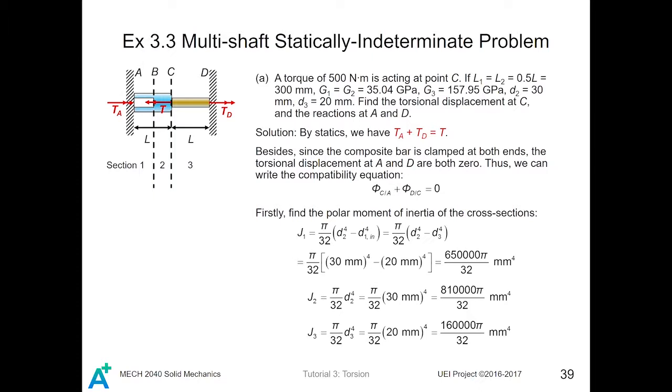Consequently, on the fixed ends A and D, there will be resisting torques, TA and TD, which try to rotate this rod back to its original torsional displacement. That is, when you try to twist this bar back, then for TA and TD, by using your right hand, the thumb is pointing to the right-hand side.